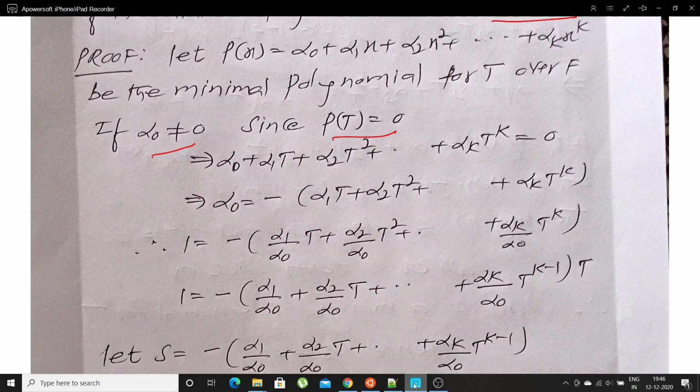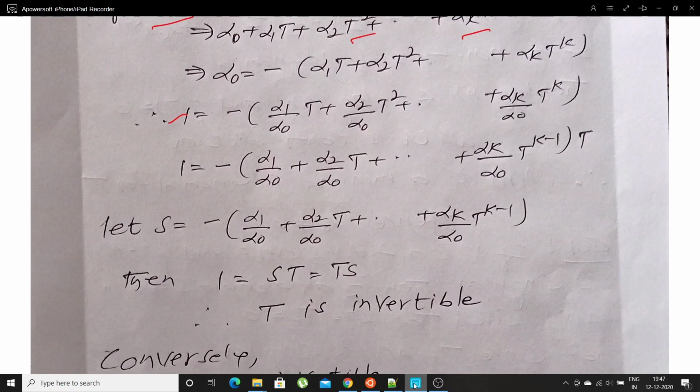P of t equal to 0 means, since P of x is alpha naught plus alpha 1 x and so on up to alpha k x to the power k, we have to replace that x by an element t. What we get? Alpha naught plus alpha 1 t plus alpha 2 t squared and so on, alpha k t to the power k equal to 0, because P of t equal to 0. Since alpha naught is not equal to 0, keeping alpha naught separately, taking the remaining terms to the right hand side, again simplifying. Okay, if you simplify this one, what we get?